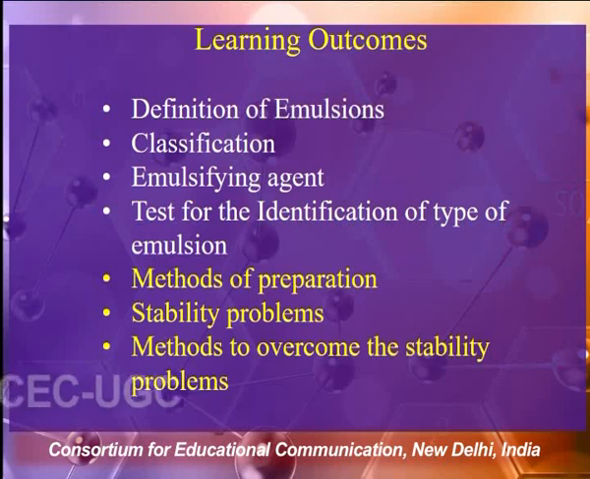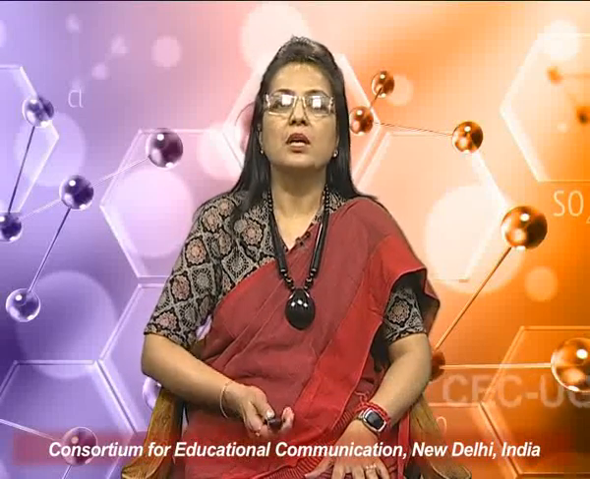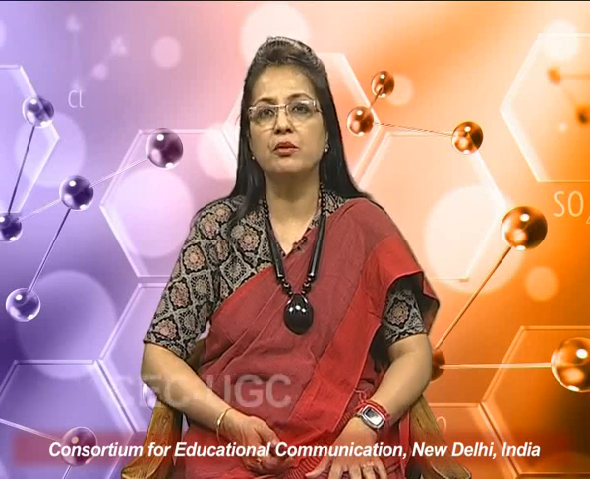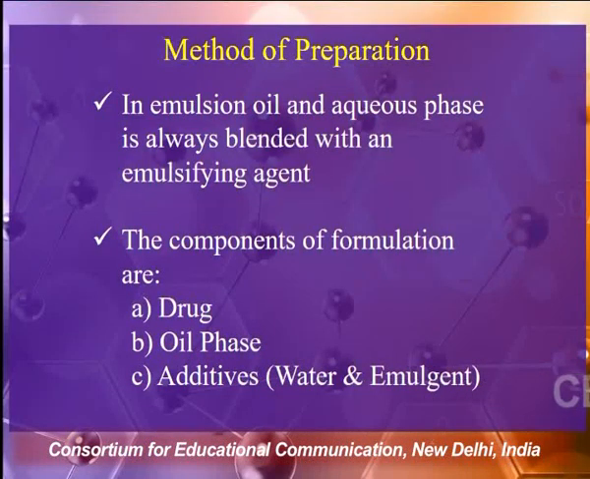So, in continuation to the concept of methods of preparation of emulsions, it is already understood that emulsions are biphasic systems having two immiscible phases, one being oil and the other being water. Now, they have to be made one single system or uniform system by the addition of an emulsifying agent. So, broadly we can say that the components which go into making a formulation of emulsions are drug, oil phase and additives, under which we also talk about water and emulgents.